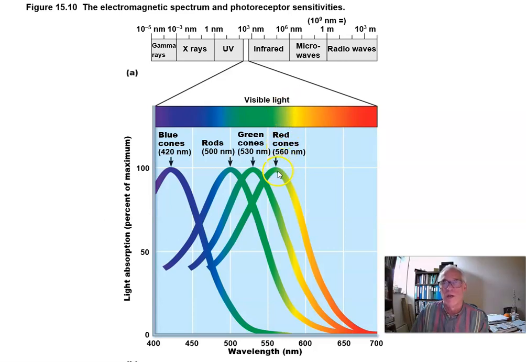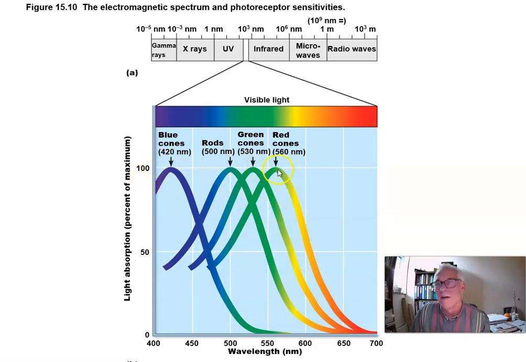So we have red cones that have the maximum amount of light absorption at 560 nanometers, and then it kind of falls off as we move in wavelengths up or down from that. There's some overlap, though, because the green cones absorb preferentially at 530 nanometers, and then their absorption falls off as we move away from that wavelength, and so forth.